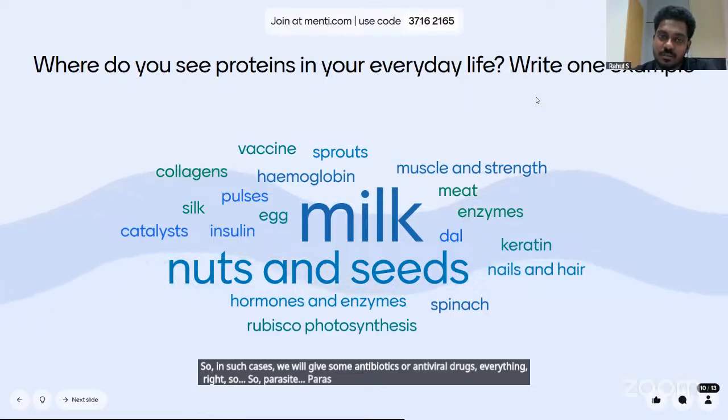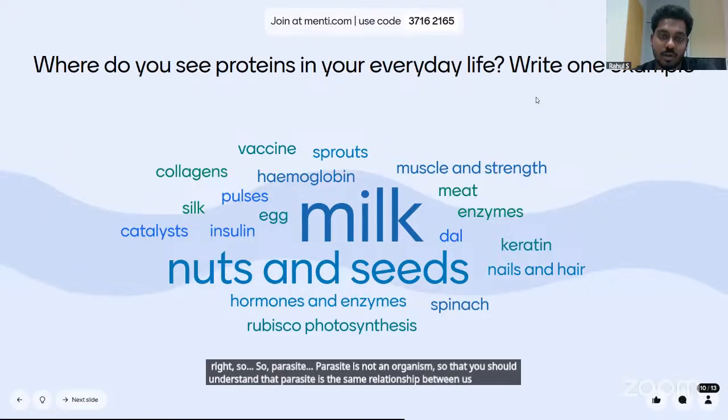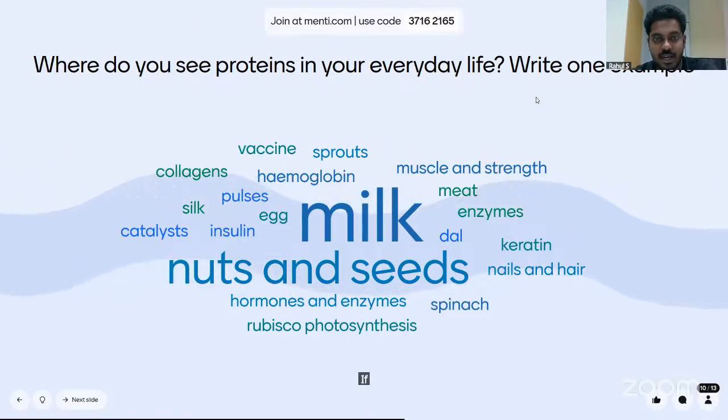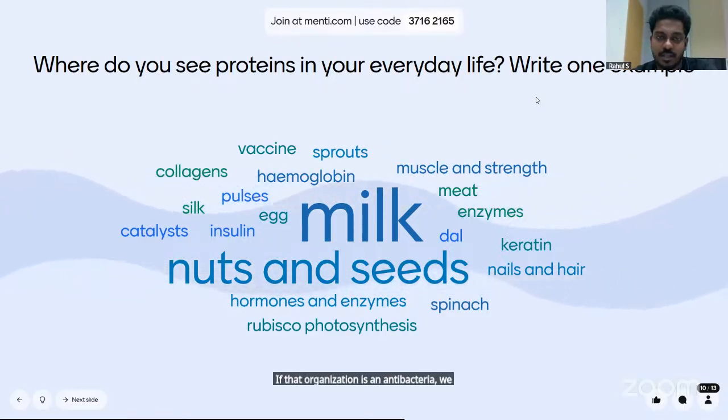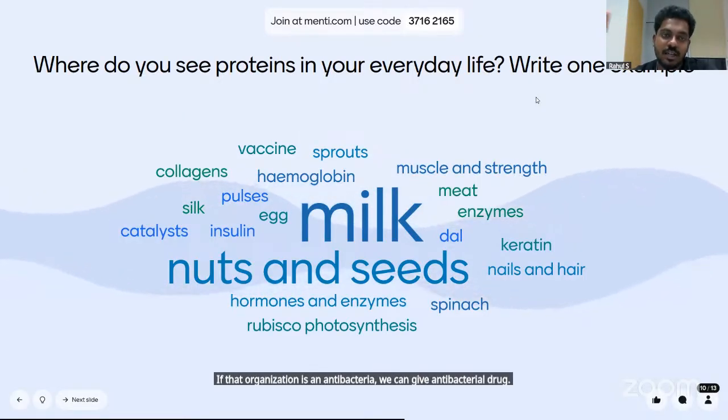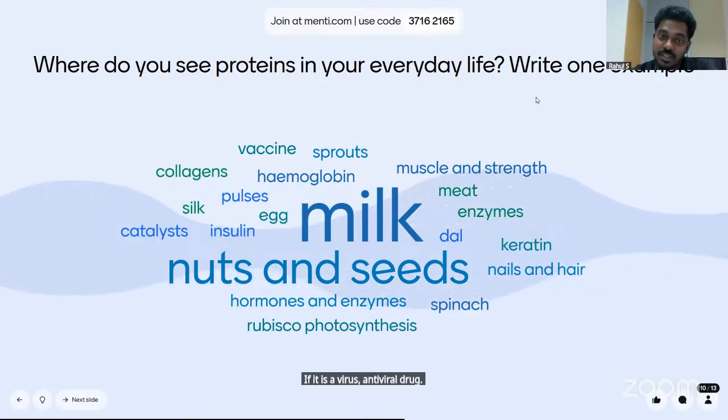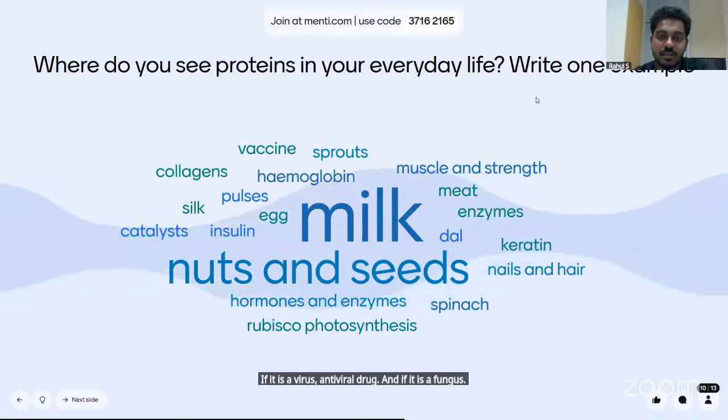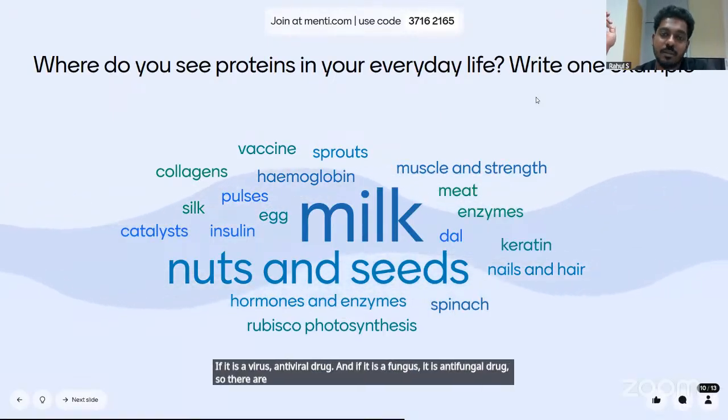Parasite is not an organism. You should understand that a parasite is a relationship between us and that particular organism. If that organism is a bacteria, we can give an antibacterial drug. If it is a virus, an antiviral drug. And if it's a fungus, it is an antifungal drug. So there are drugs which are already available.